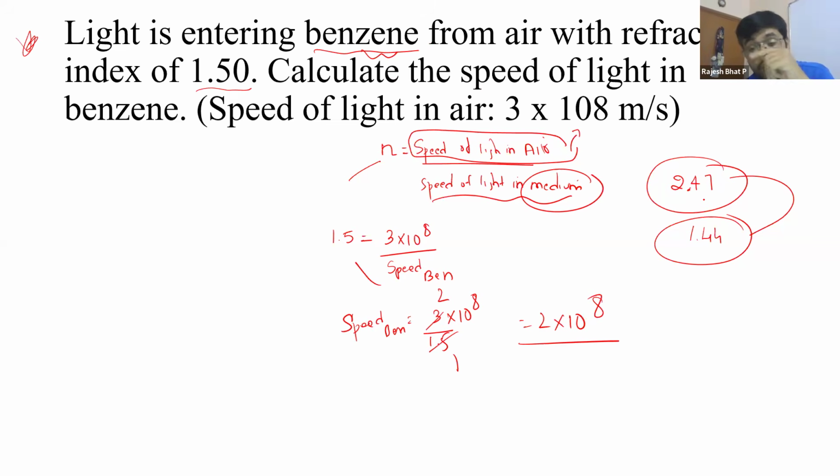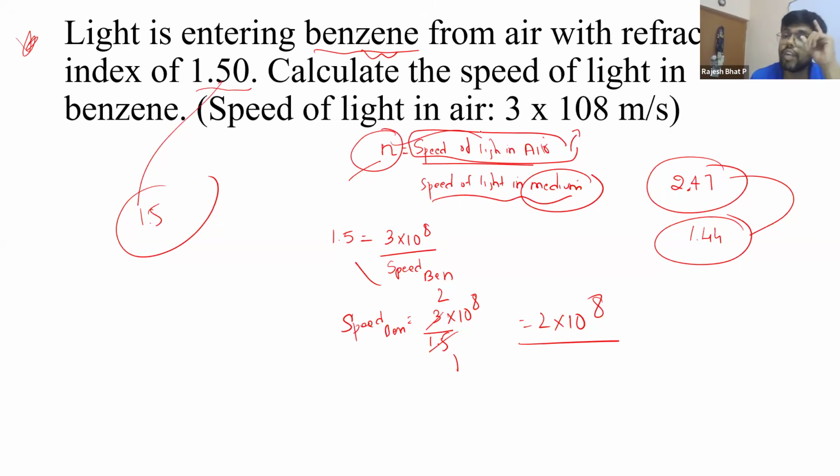Now I told you what is the meaning of refractive index. So refractive index is 1.5. What is the meaning of it? The speed reduces by 1.5 times. So divide, that's all. So this is the equation you need to remember. Refractive index is equal to speed of light in air divided by speed of light in that medium, because in every medium the speed changes.